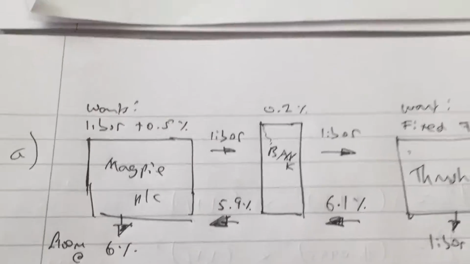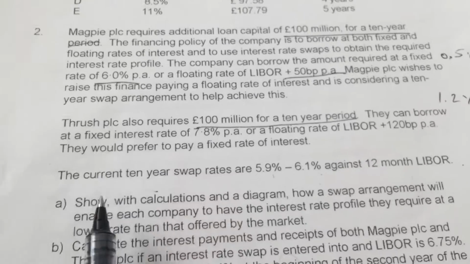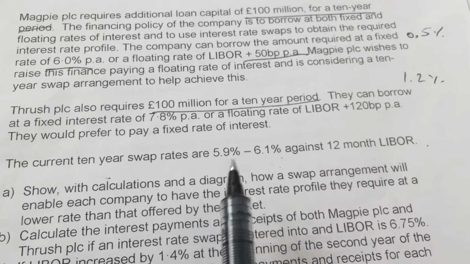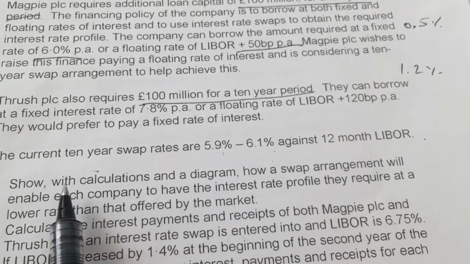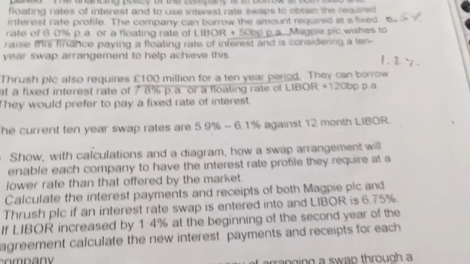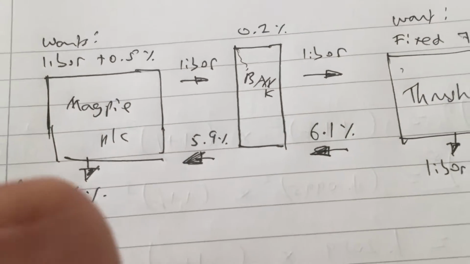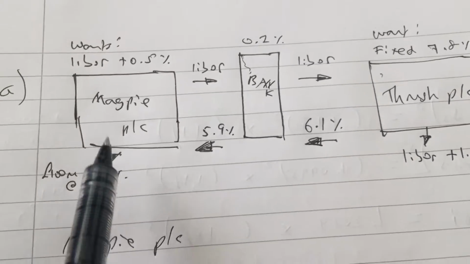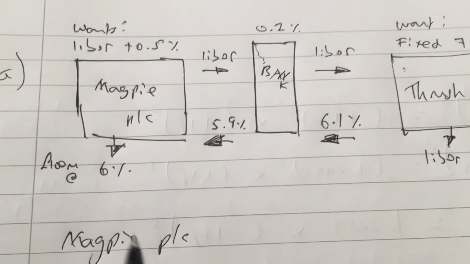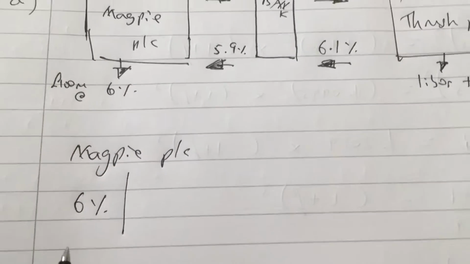And now we've drawn the diagram, but now we need to look at the net cost. So show with calculations the diagram, but also show how the swap will enable each company to have the interest rate they require at a lower rate. Okay, so I'm going to try and explain that. So let's look at Magpie PLC first. We're telling them they're borrowing at 6%. That's fine. So they're borrowing at 6%.